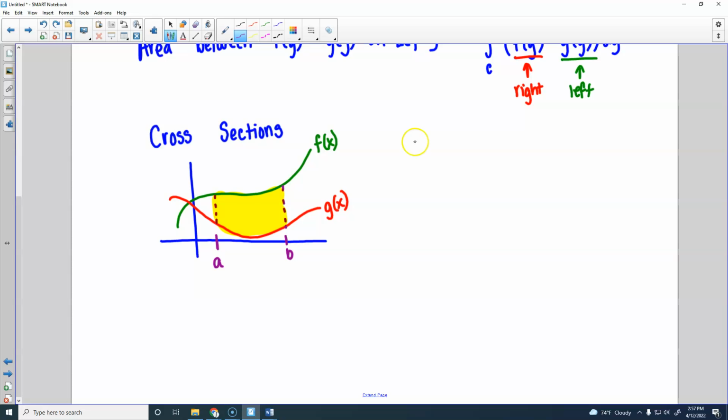Okay. So, cross sections, for all of these, we'll have to do cross sections perpendicular to the x-axis because my functions are in terms of x. Yes. Cross sections are 3D, and it's not letting me write because it hates me.